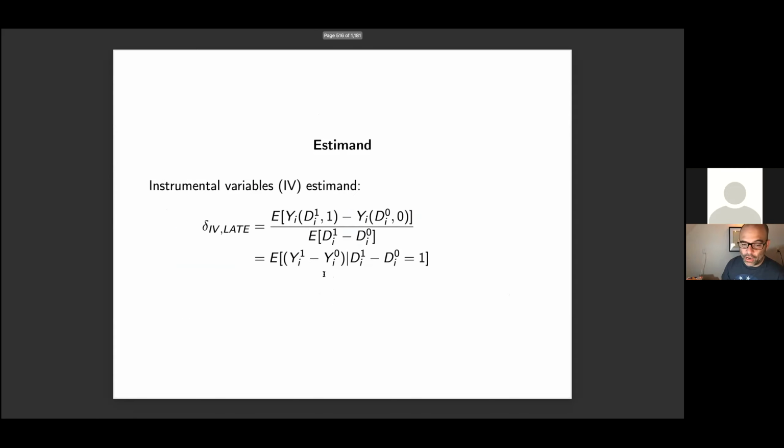Their treatment status doesn't change. When they get drafted, that's a 1. They serve in the military. When they don't get drafted, that's a 1. They serve in the military. 1 minus 1 is a 0. So those people, they're not contributing to this calculation right here. The people that refuse to serve in the military, people that are draft dodgers, that's what they call them in the United States, dodging the draft. That's a 0 if they're drafted. That's a 0 if they're not drafted. They also are not contributing.